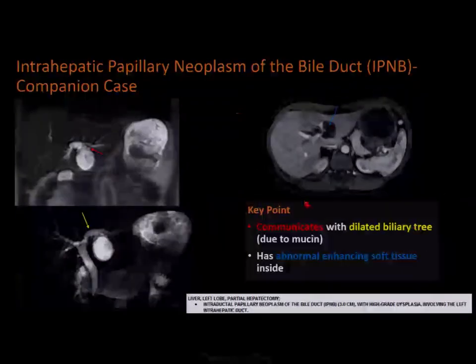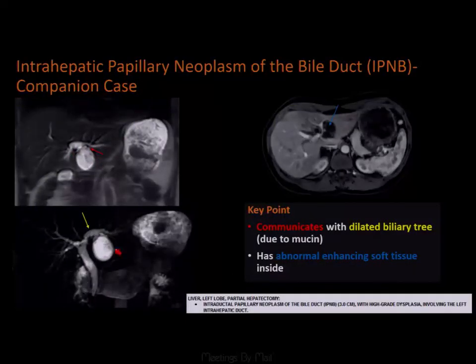This is a companion case that we recently just had at Emory. Again, you can see this large T2 hyperintense lesion. It is communicating with the bile duct tree, which is filled with mucin and therefore dilated. And this lesion actually does have some abnormal enhancing soft tissue, was resected, and it turned out to be an IPNB with high-grade dysplasia involving the left hepatic duct.